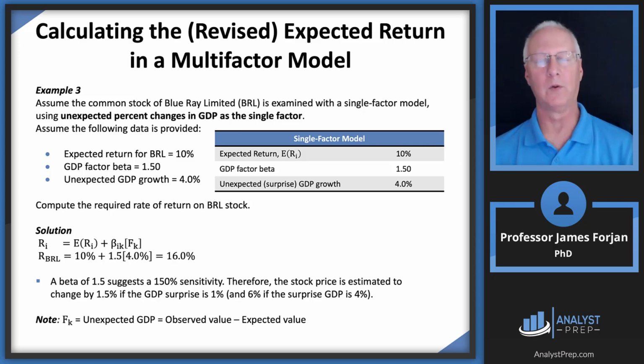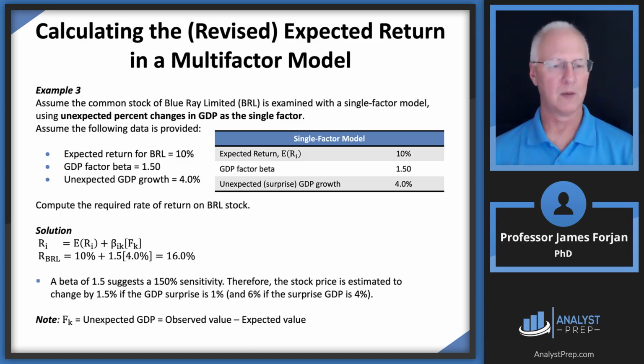All right, how about another quick one here? This reduces to a single factor model, with unexpected percent changes in GDP as the single factor. Look at the table there. We have a 10% expected return. There's our factor beta of 1.5. All we need to do is take that 10% plus the 1.5 times the 4% surprise GDP growth, and there we get 16%.